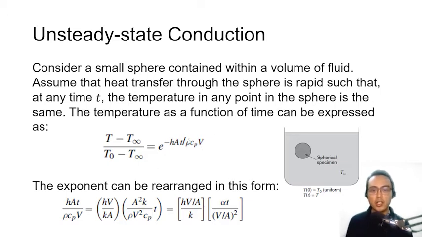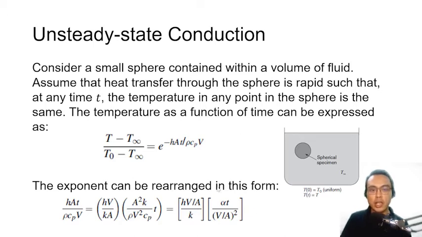If we arrange this exponent into this form, you can see that the exponent can be expressed in terms of two factors. We have h(V/A)/k times alpha t over (V/A) squared. Just take note that V here is the volume of the body and A is the surface area of the body that we are studying.